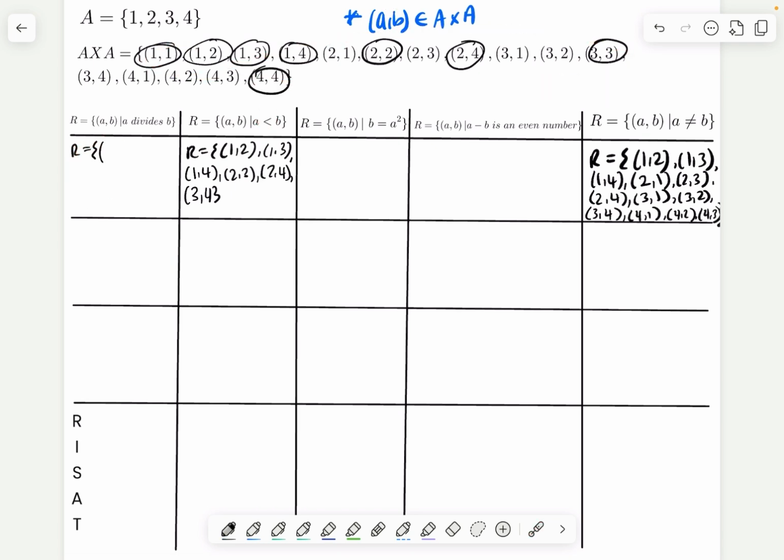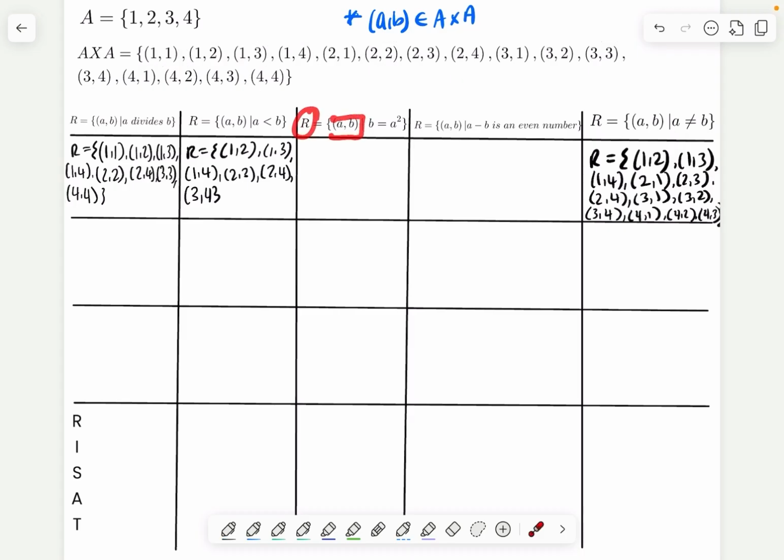So I'm going to go in order. We first have 1, 1, then 1, 2, then 1, 3, then 1, 4, then 2, 2, then 2, 4, then 3, 3, then 4, 4. And that is our set. Here, the relation is going to be made up of all of the ordered pairs in this set such that B is equal to A squared.